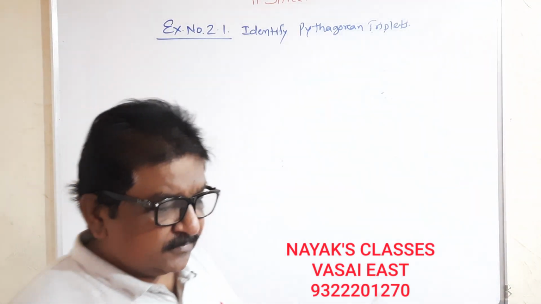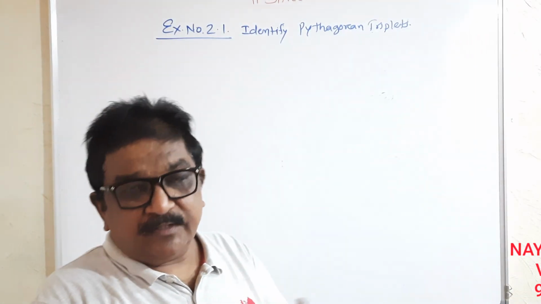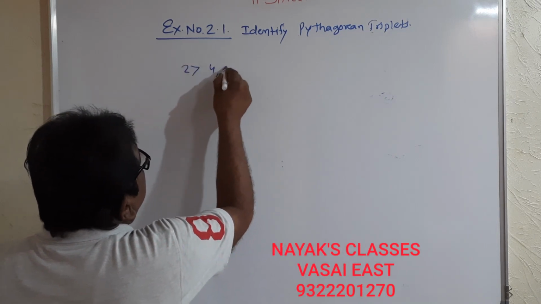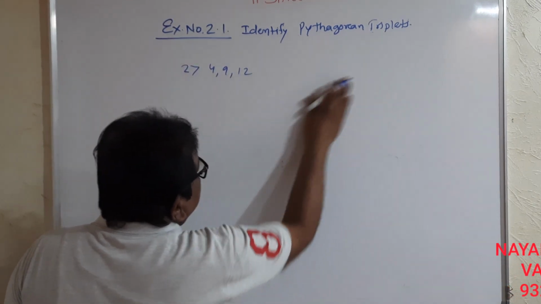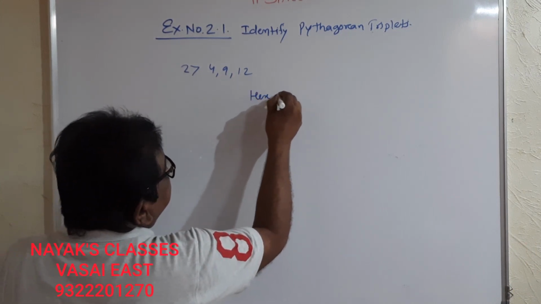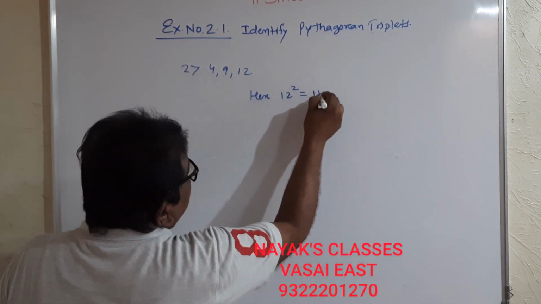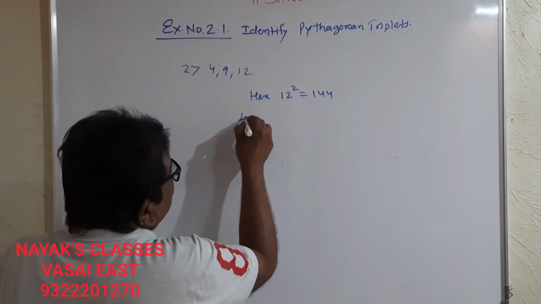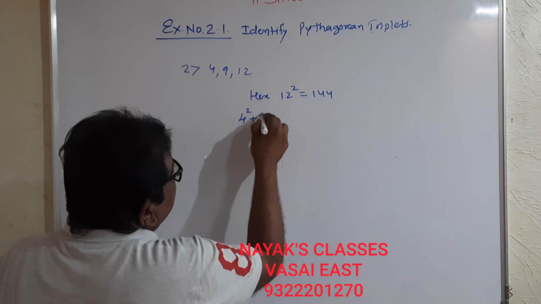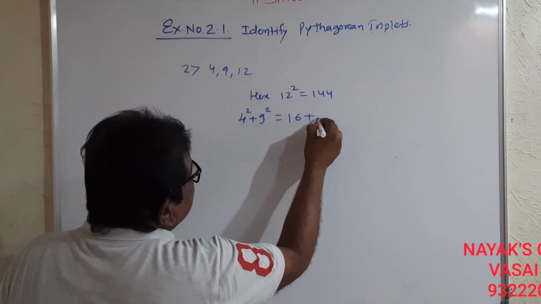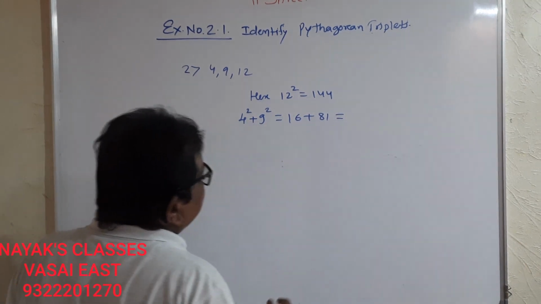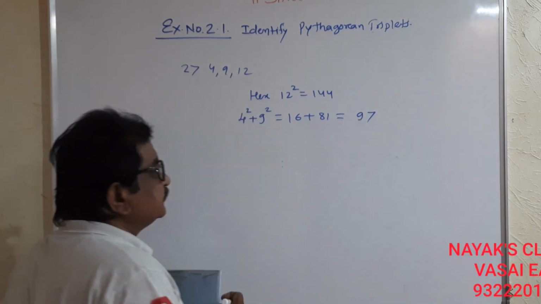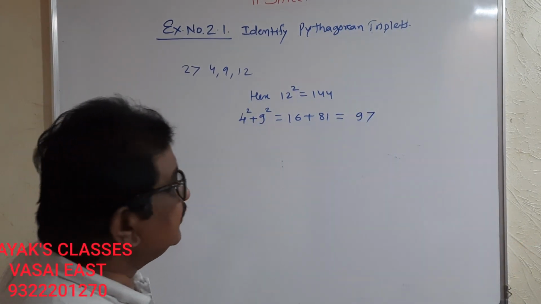is 4, 9 and 12. So here 12 square is equal to 144, and the remaining two smaller numbers, 4 square plus 9 square, is equal to 16 plus 81, which is equal to 97. 16 plus 81 is 97.